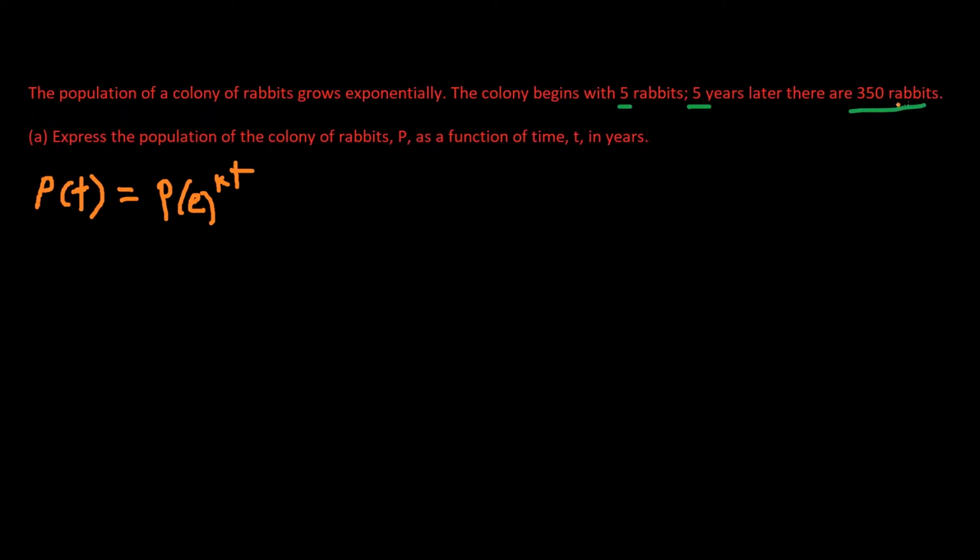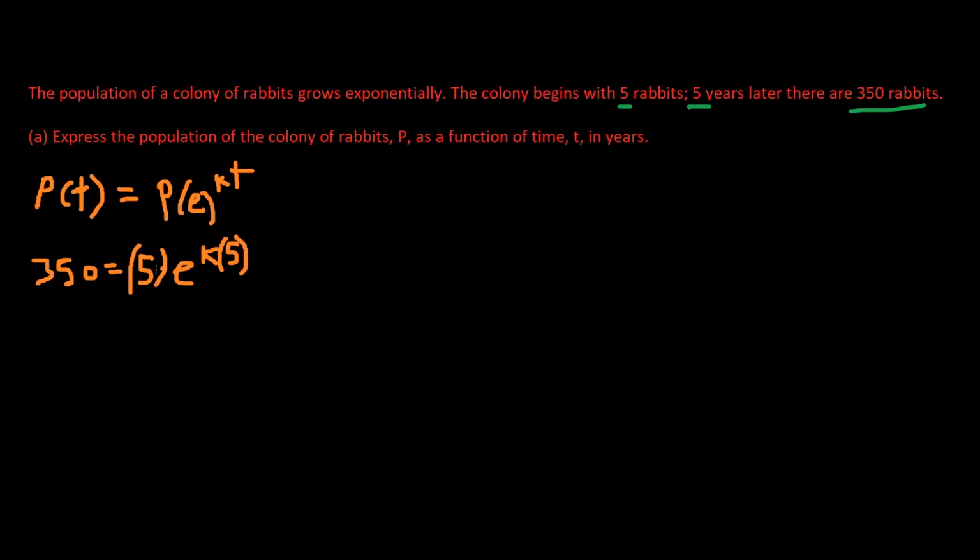Then we go to 350. So 350 here, 5 rabbits here. e is Euler's number, 2 point something. We got K, which is the rate of growth. We don't have that. And we have T, in our case, which is 5 years. So what we got to do is plug in the variables that we do have into the formula. So that gives us 350 is equal to 5 times e to the power of K times 5.